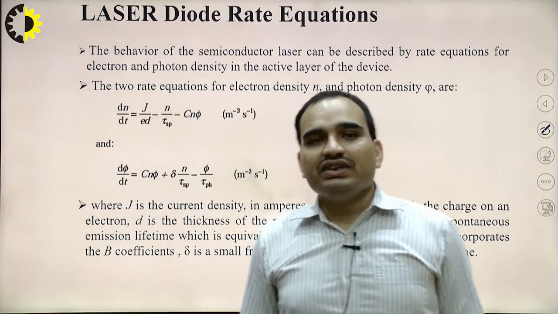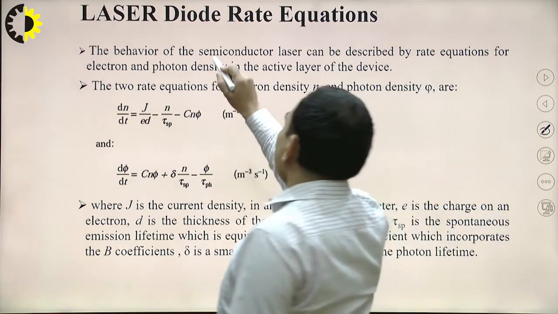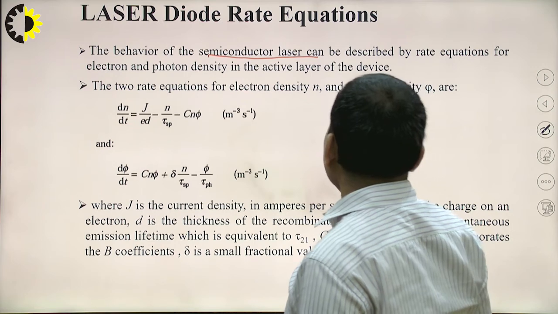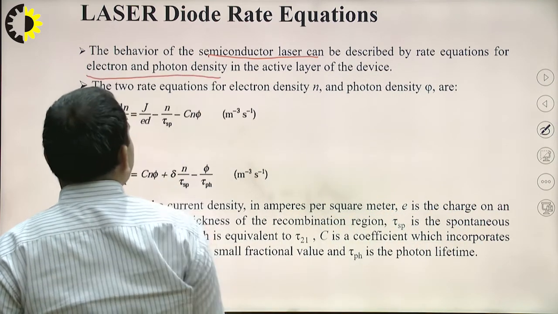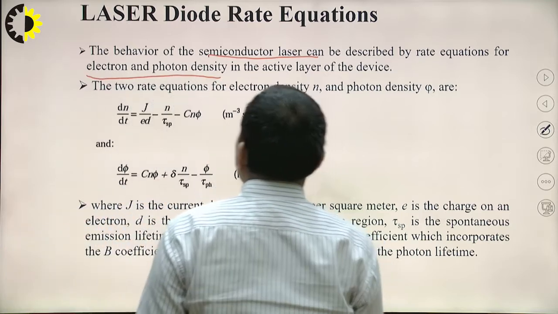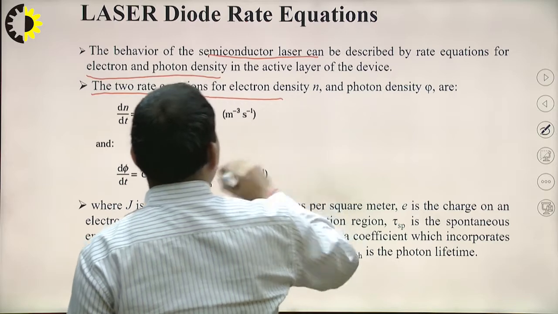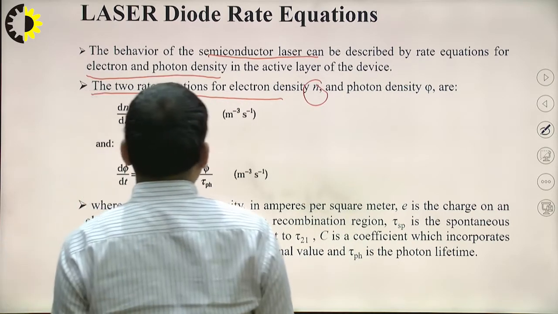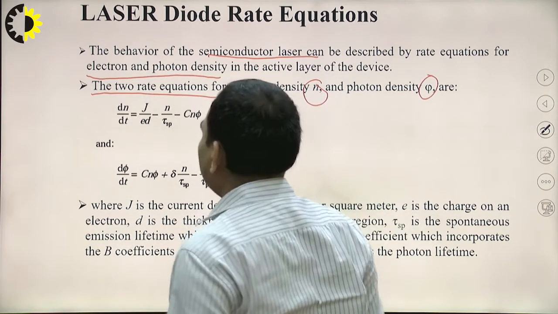So for the laser diode rate equation, we are going to start with the behavior of the semiconductor laser, which can be described by the rate equations for the electron and photon density in the active layer of the device. The electron density is given by small n and the photon density we represent by phi.